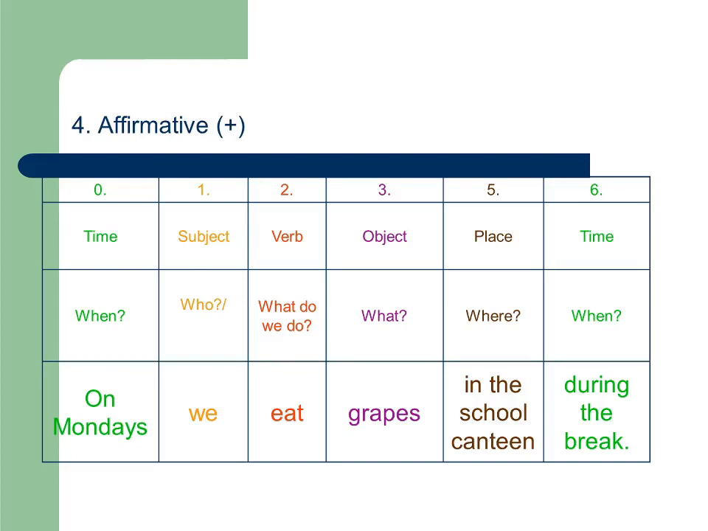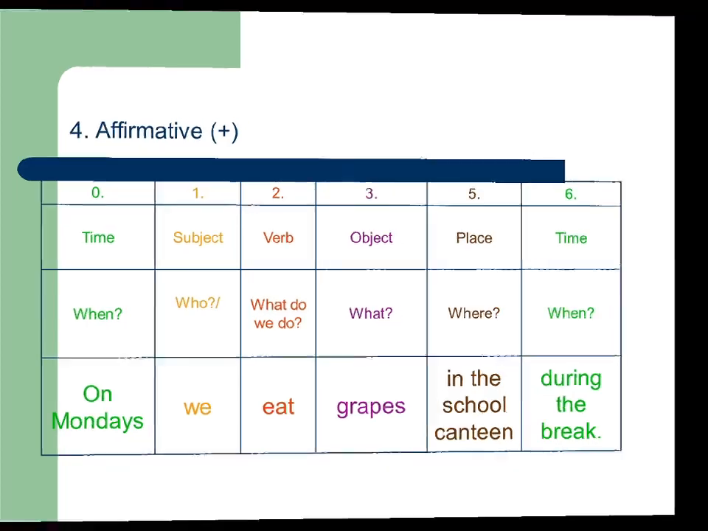Here, in between these two times, four things are coming. That is subject, verb, object, and place. So here we are just fixing the place, that is in the school canteen. In the school canteen is just coming before the last time. That is the thing we have to understand here.